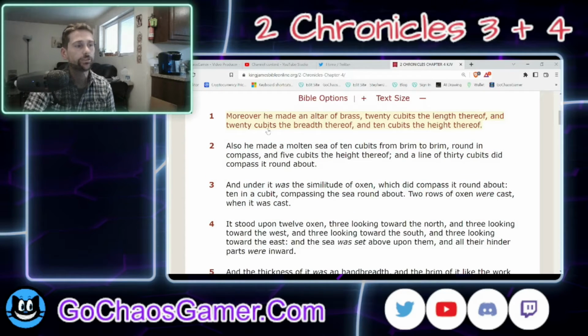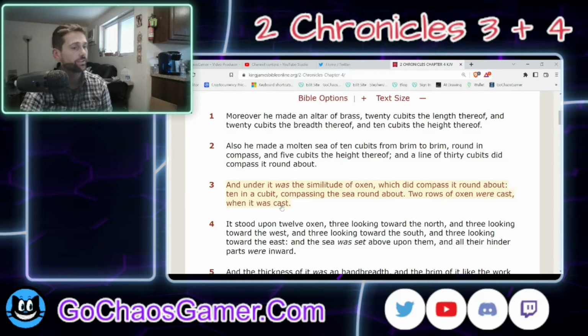Moreover, he made an altar of brass, 20 cubits the length thereof, and 20 cubits the breadth thereof, and 10 cubits the height thereof. Also he made a molten sea of 10 cubits from brim to brim, round in compass, and 5 cubits the height thereof, and a line of 30 cubits did compass it round about. And under it was the similitude of oxen, which did compass it round about, 10 in a cubit, compassing the sea round about.